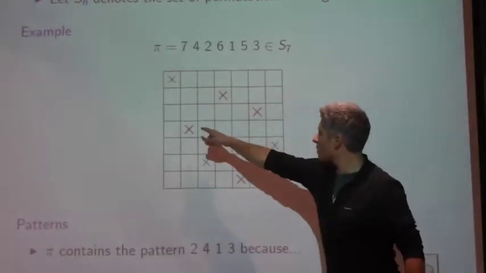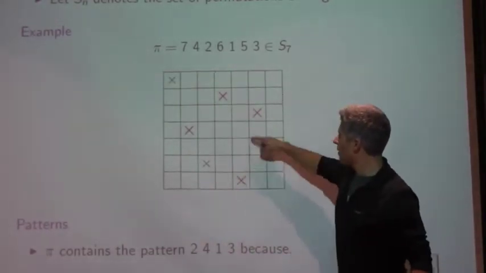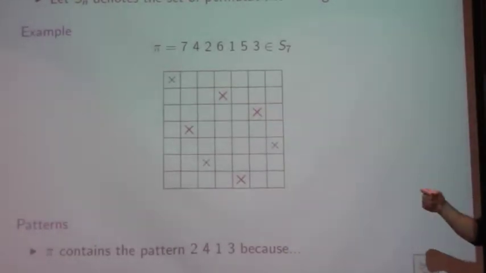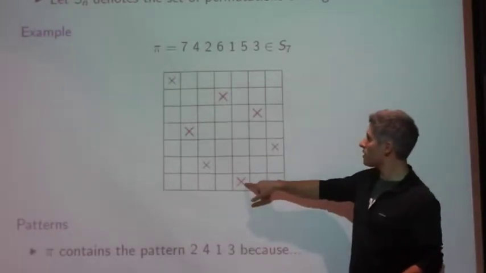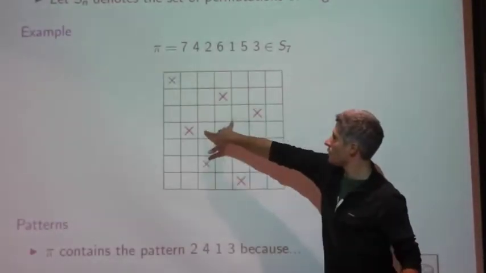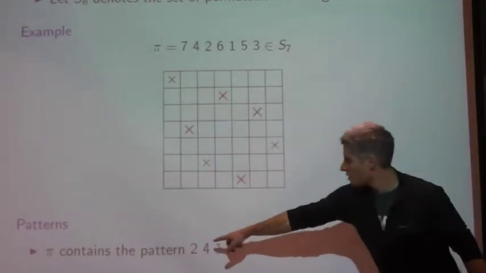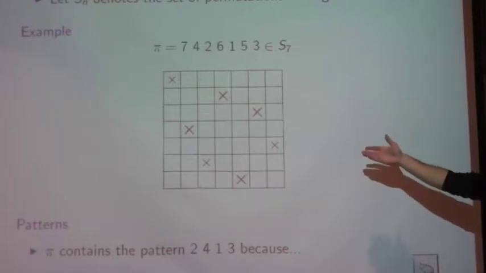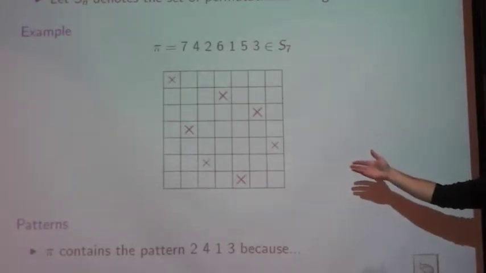So, for example, we have a 2, a 4, a 1, and a 3. They don't actually have to be the values 2, 4, 1, 3, but their relative ordering has to be the same. So this one is the smallest, this one's the largest, and these two are in the middle, just like 2, 4, 1, 3. So in this sense, we say pi contains this pattern.